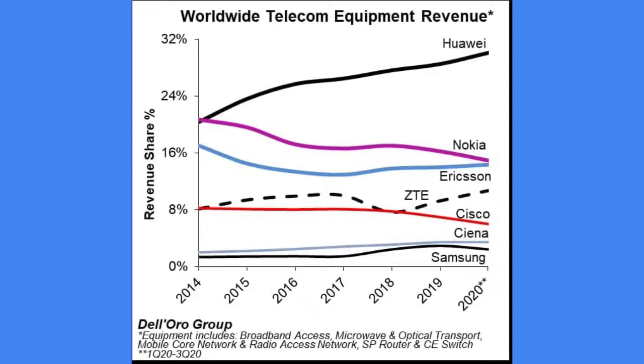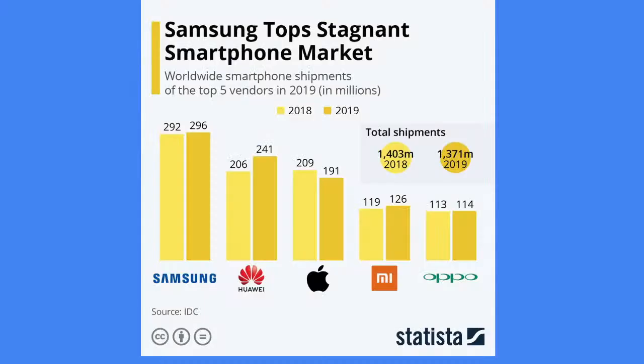Now, this is how it is right now, but 10 years from now, you will see the emergence of new companies who are using Open RAN systems, and these companies will be taking a significant share from among these companies. So this is the smartphone market as well.